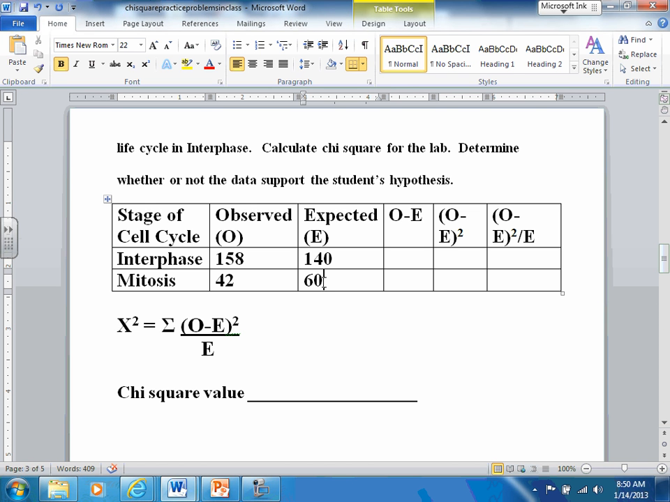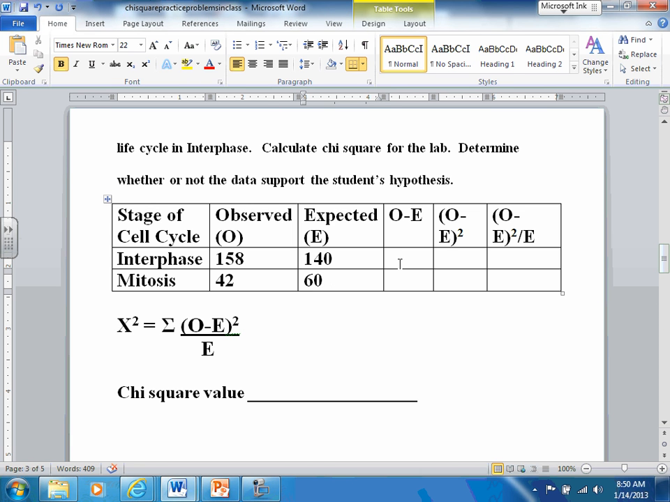Now, do those numbers look pretty close to you? Do the observed and expected numbers look pretty close? Yeah. So probably what are we going to find here? Yeah, that the differences are probably just due to what? Chance. But always calculate it out. Don't just look and say, yeah, those are close. Because what looks close to you may not really be close.